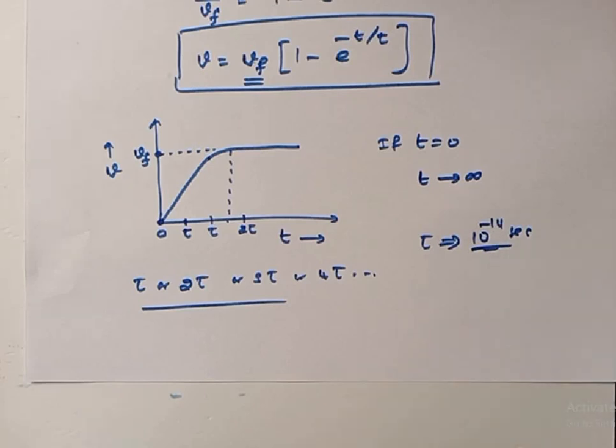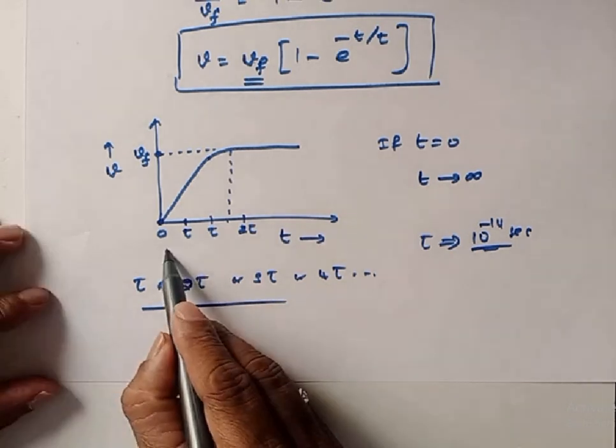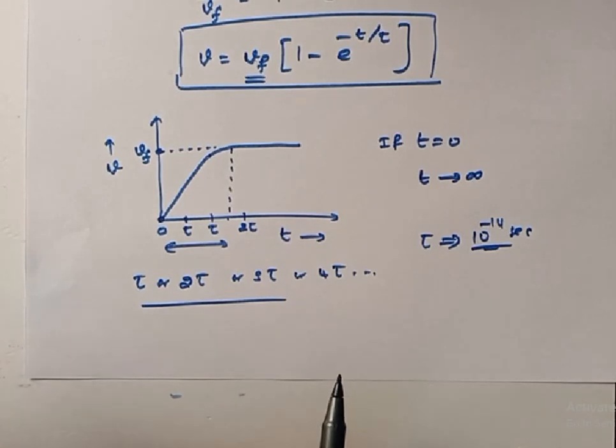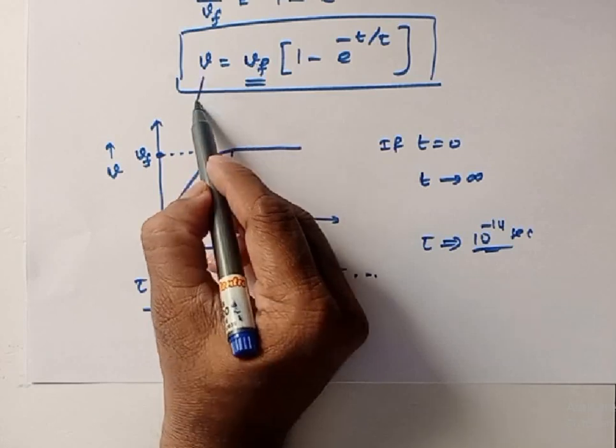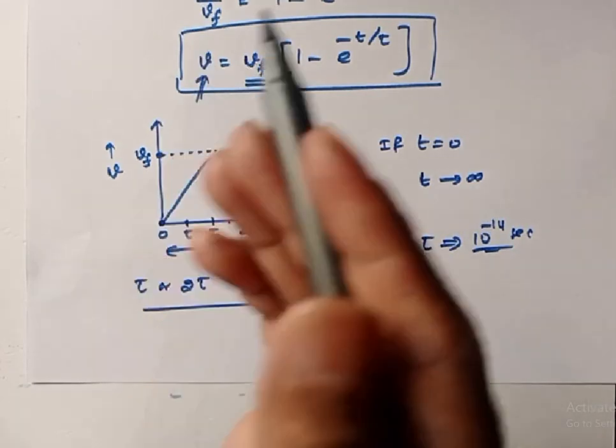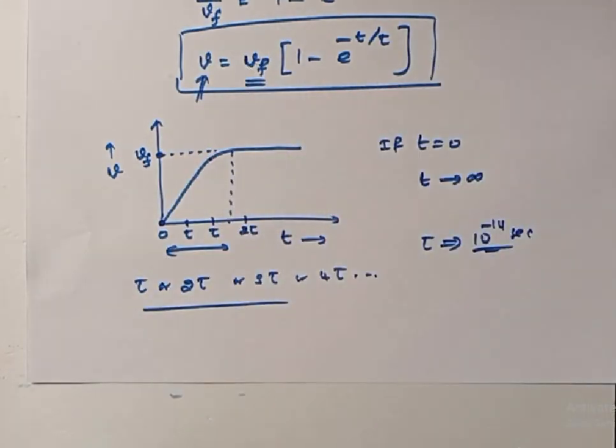So keep this point in mind. This is very, very important. When you apply an electric field, the velocity of the electron increases, but the increase time is extremely small. Within a fraction of a second, it will increase and attain a constant value. And this is the expression for the average velocity of the electron in the presence of the applied electric field epsilon. Clear?